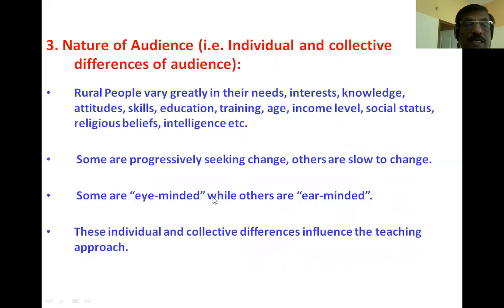Some people adopt improved cultivation practices just by hearing about them, while others adopt after seeing the technologies. So these individual and collective differences influence the teaching approach.